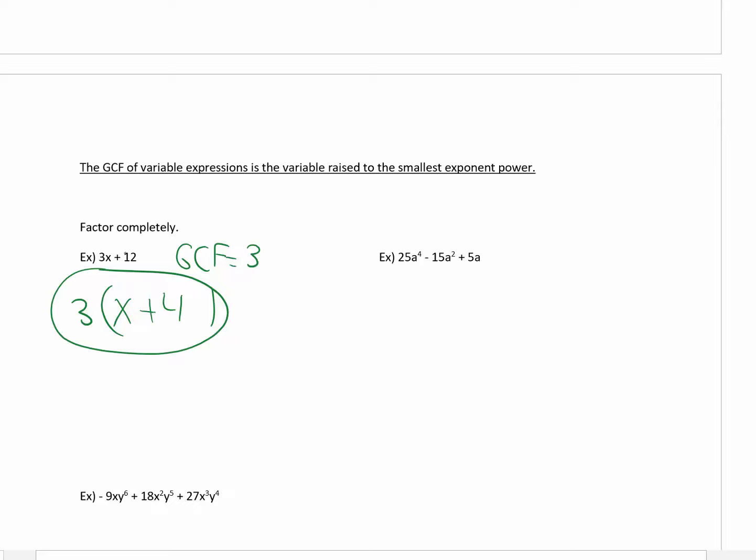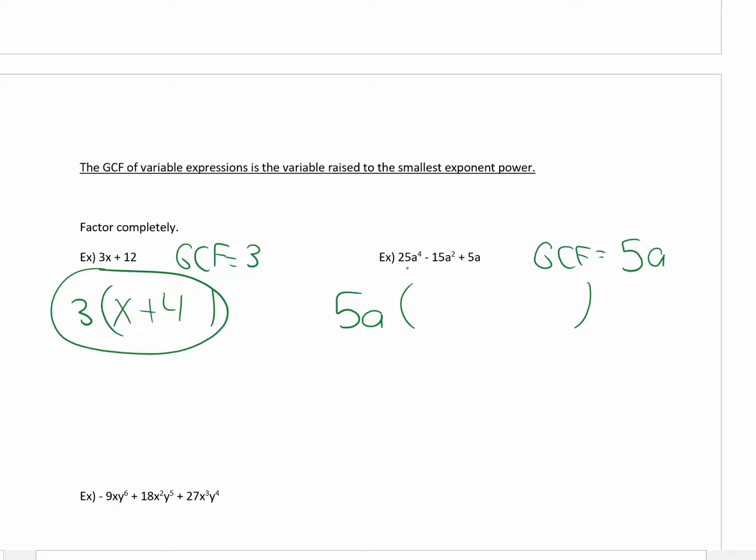Okay, let's go to the next example then. What is the greatest common factor I can take out of all of these terms other than 1? Well, numerically, 25, 15, and 5, that is a 5. Every single term contains a factor of a. So now we take a look at the exponent powers. 4, 2, not 1 here, so that exponent power is 1. So it'll be 5a. So again, the greatest common factor goes on the outside.